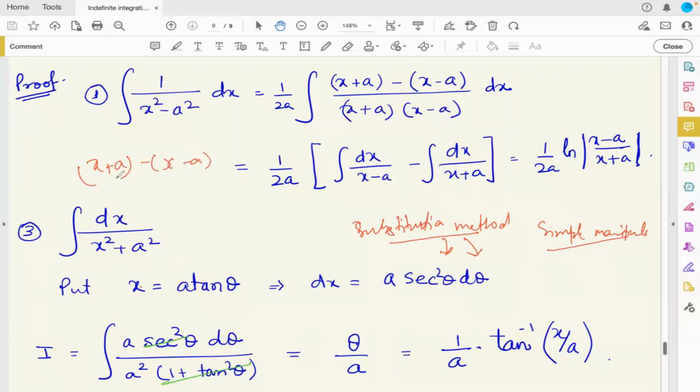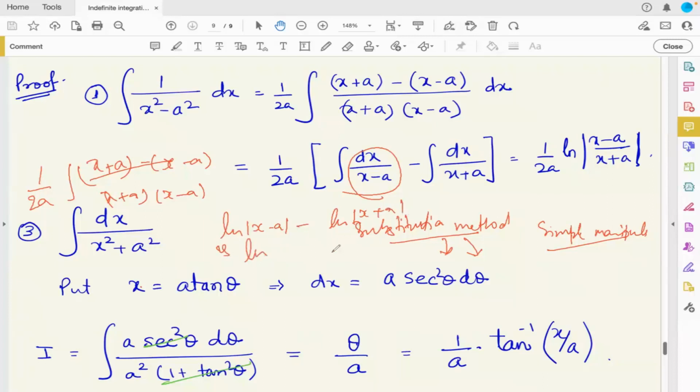So in numerator 2 created, so we just divide it by 1 by 2a and then 1 by x plus a into x minus a, and when we just divide it, integration of this function is ln x minus a minus integration of this function is ln x plus a, and we just apply the basic logarithmic property. So we get ln x minus a by x plus a 1 by 2a. So we can also go through that. I hope you'll all understand what I'm saying.